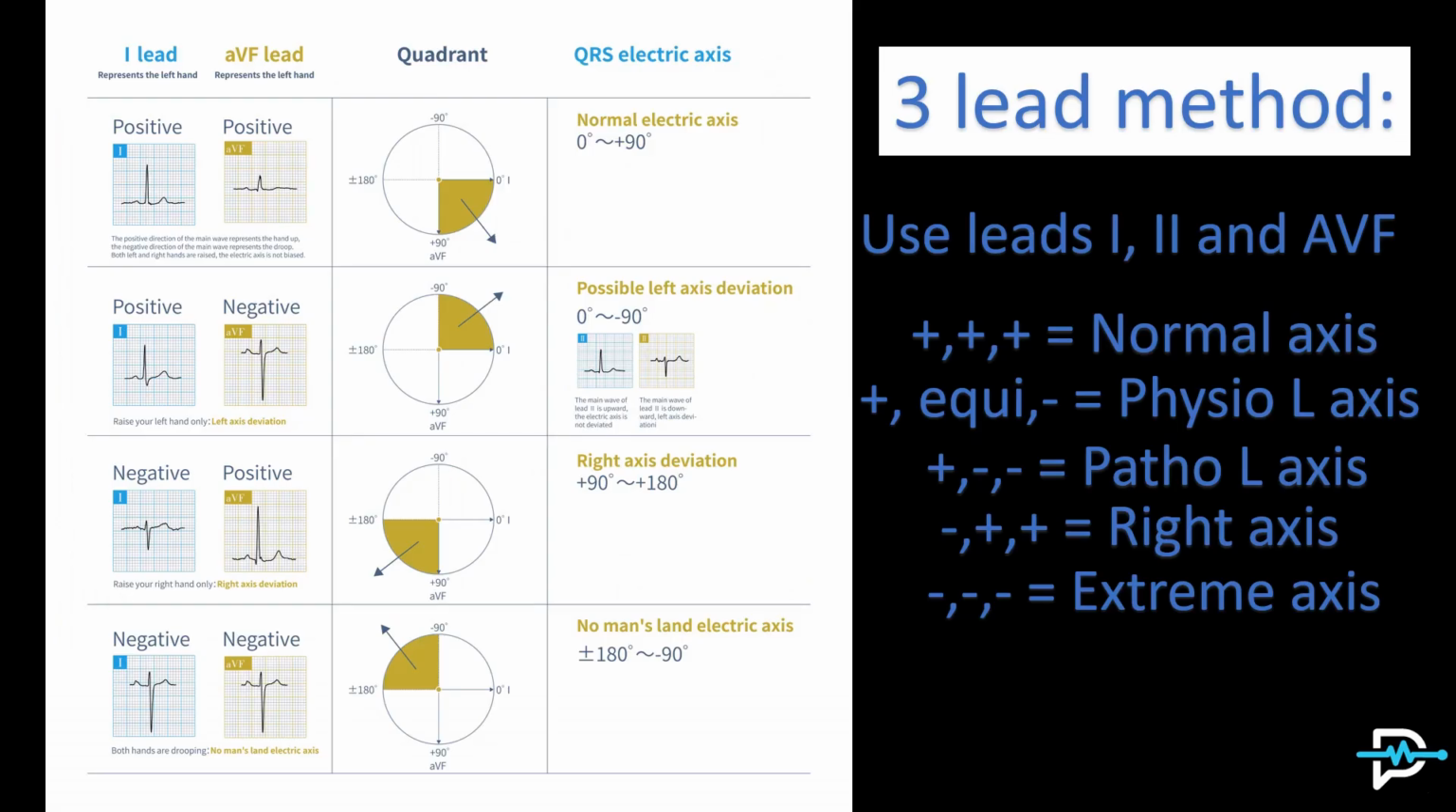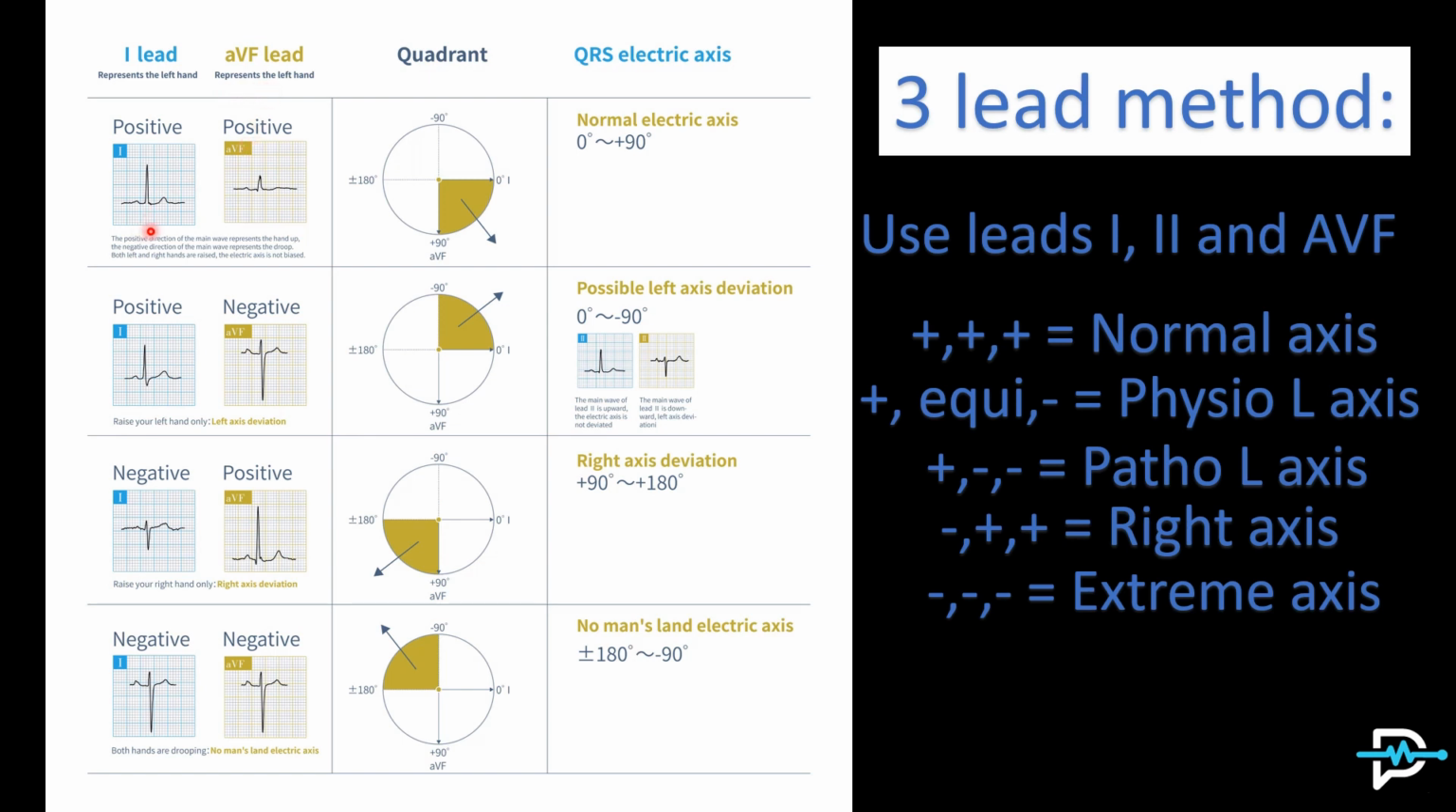So there's two different methods that I use to determine axis. I typically like the 3-lead method because it gives you a little bit more information, especially to determine a physiologic left axis from a pathologic left axis, but the 2-lead method works just as well. And the 2-lead method looks at lead 1 and aVF.